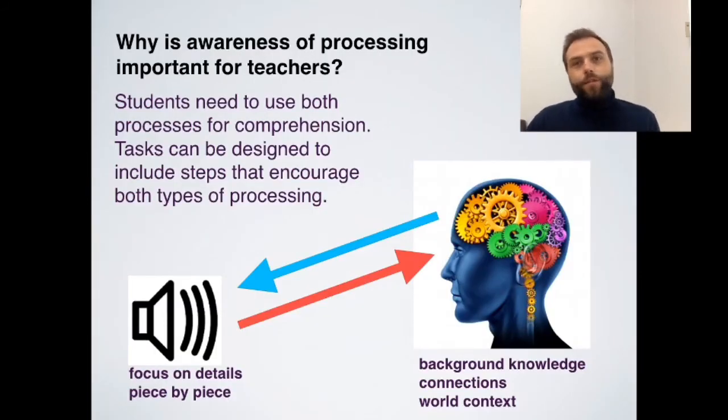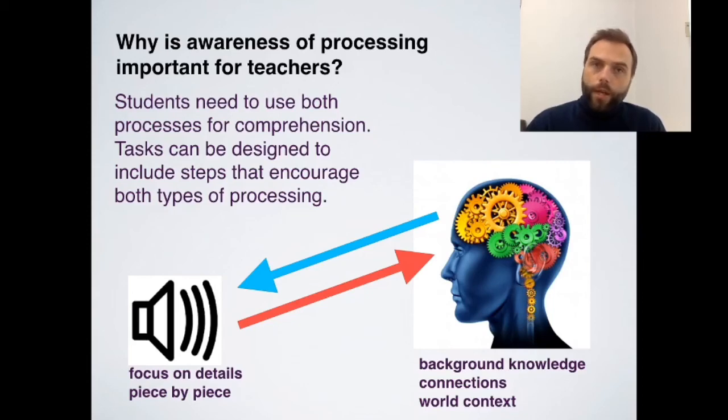Okay, so you've seen a few examples of bottom-up processing and top-down processing to help you understand. But now let's look at this. Why is awareness of processing important for teachers? Well, students and learners need to use both processes for comprehension. Tasks can be designed to include steps that encourage both types of processing.